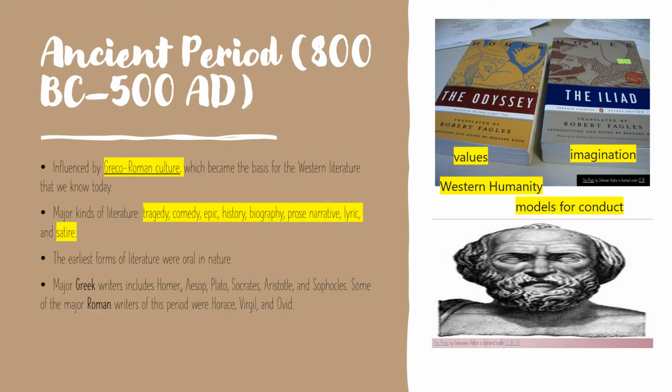Aside from Homer, major Greek writers during this period were Aesop, Plato, Socrates, Aristotle, and Sophocles. Some of the major Roman writers of this period were Horace, Virgil, and Ovid.